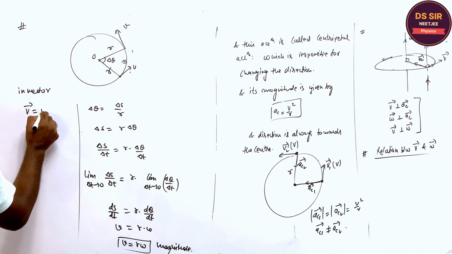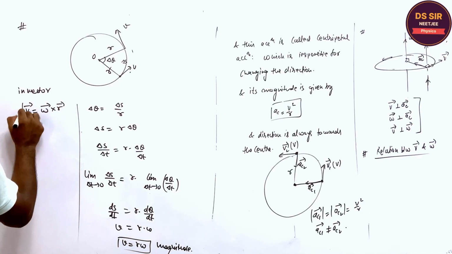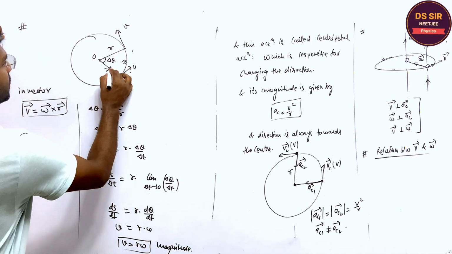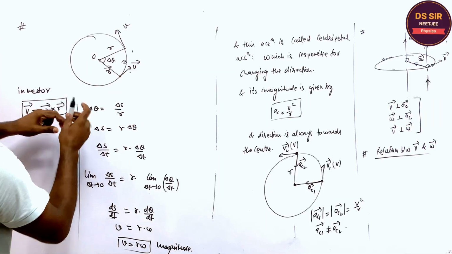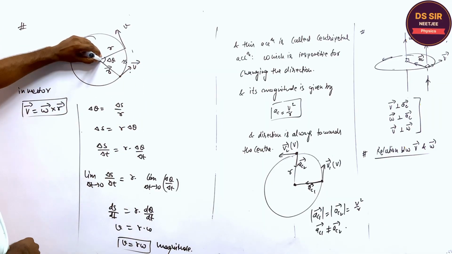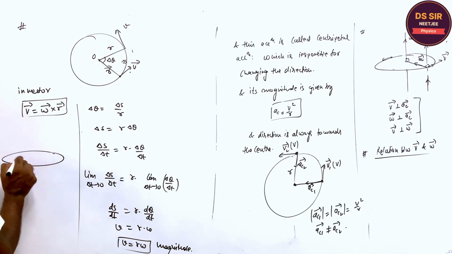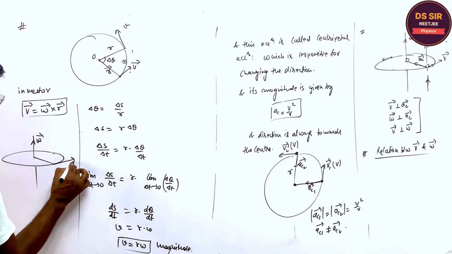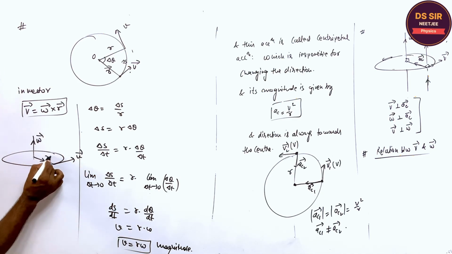But in the vector form, v is equal to omega cross r. Sometimes they give the velocities. Here r is the radius vector, v is the velocity, and this is the angular velocity. Are you getting or not? If this is a circle, suppose the angular velocity is in this direction, this is the velocity vector, and this is the radius vector.